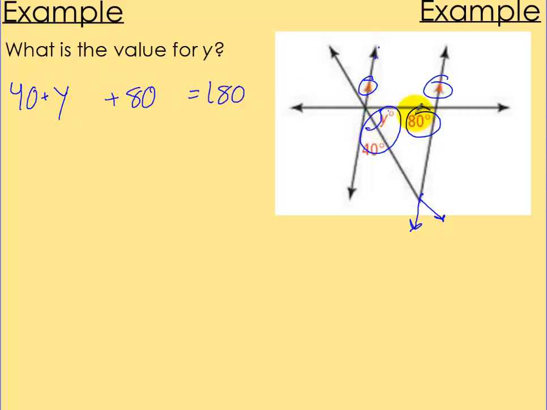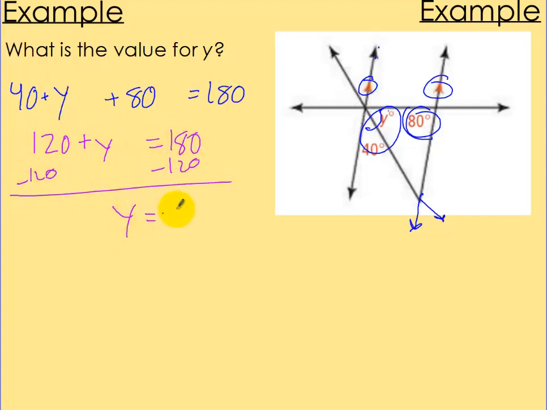These two angles, this angle and this angle, are corresponding angles. So now I've got an equation I can just solve. Combining like terms, 120 plus y equals 180. Then subtract 120 from both sides, and you get y equals 60. So the value for y is 60. All right, that's it.